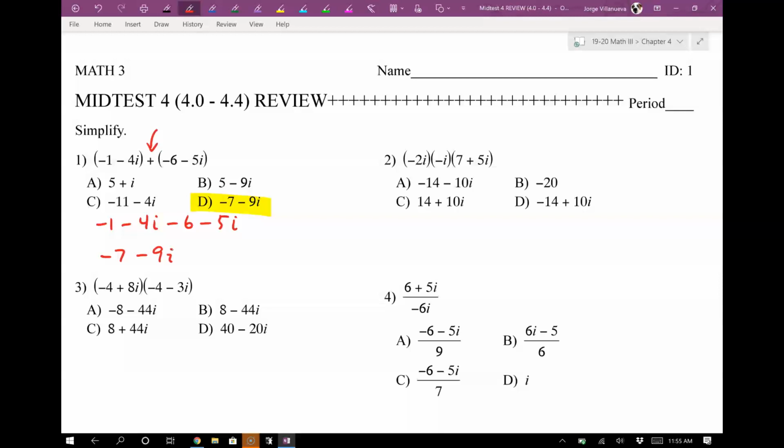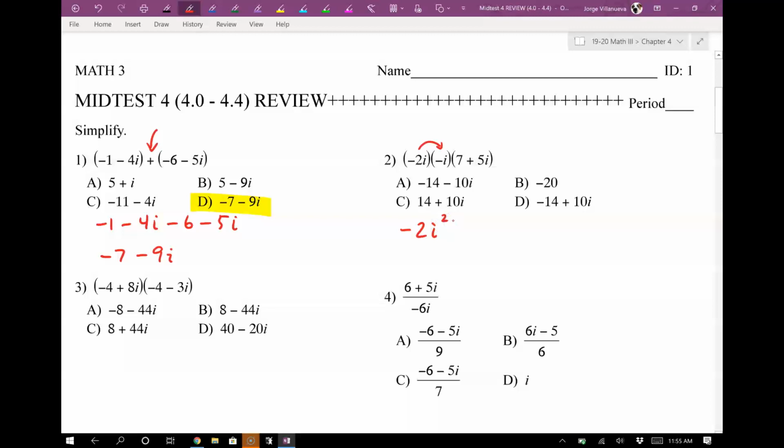Now, number 2 is something I saw a lot of you guys miss on the group test, okay? So I want to make sure you guys remember this. When we're doing questions like number 2, you're going to multiply these two together first, okay? So you're going to get a negative 2i squared.